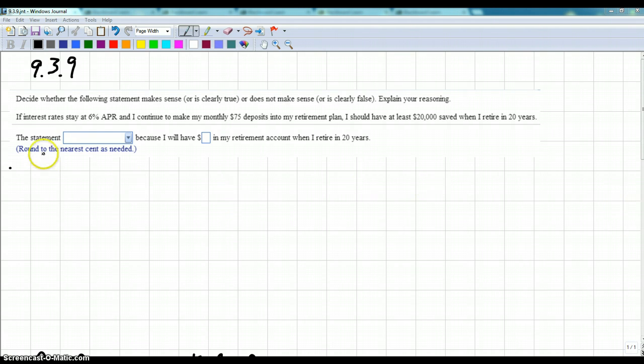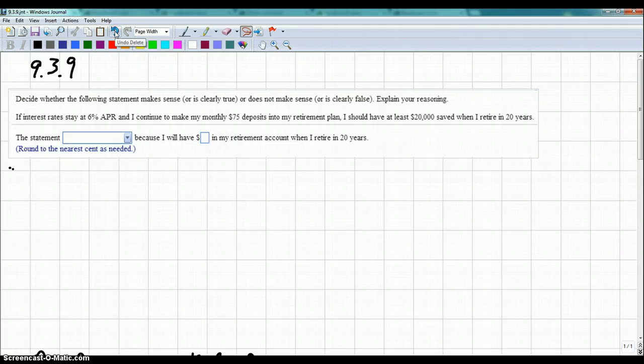And I want to read this as the statement, and then there's a drop-down window that is either going to say makes sense or does not make sense, and then it will say because I will have, and then you're going to input the amount of money that we've just calculated in my retirement account. Now, we're going to need the formula that was introduced that allows us to calculate what the accumulated amount will be.